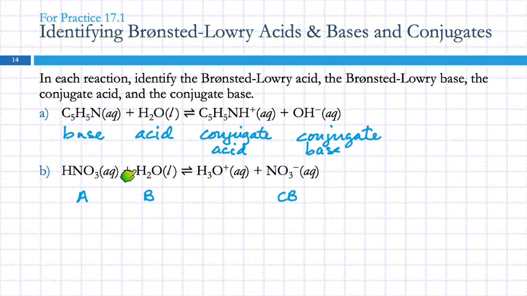Here, the base accepted a proton, to become the conjugate acid. Okay? So conjugate acid-base pairs differ by one H+. The one that has the H+ is the acid. The one that doesn't is the base. Any questions?